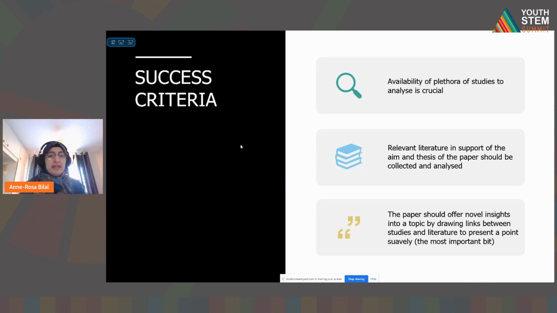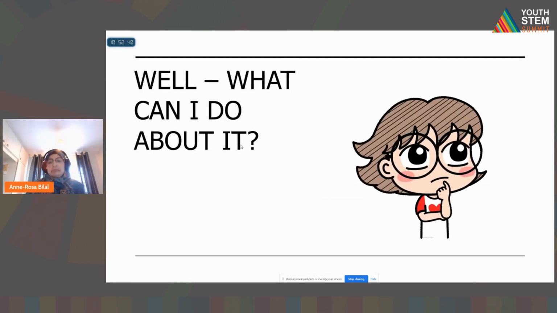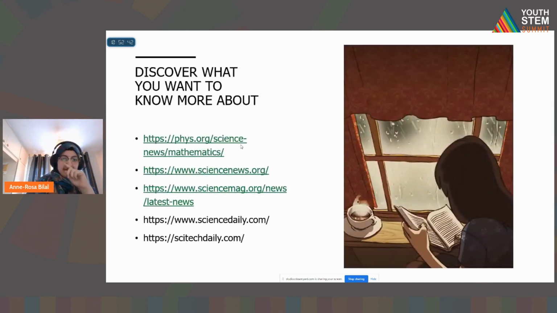Yes, especially with COVID-19, we may not have been able to go into labs, but it shouldn't stop us from doing research. So, you may ask, well, what can I do about it? Well, let's try to see. The first thing that we need to do, and as we did this morning as well, when you chose your stream that you wanted to look at, is to discover what you want to know more about.